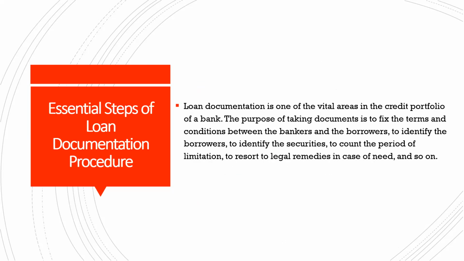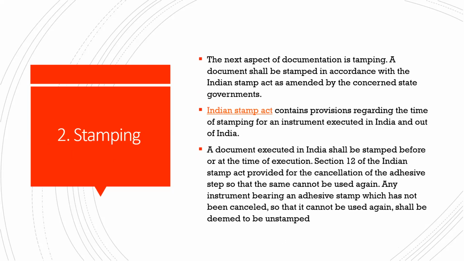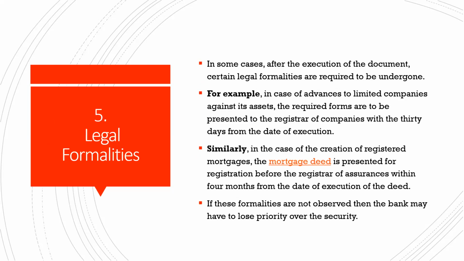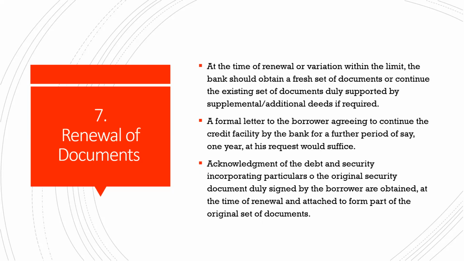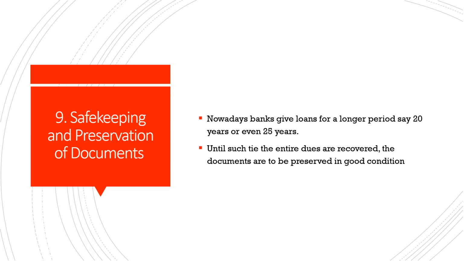So in simple language, you can simply understand that we will do the selection of the correct set of documents, we'll take the documents which are required, we'll do the stamping, we'll arrange the facility before execution, that is, we'll arrange all the things which are required, then execution. The next one is the legal formalities, keeping the documents alive, renewal, and the revival. If possible, then we'll do the revival of the time period debts.